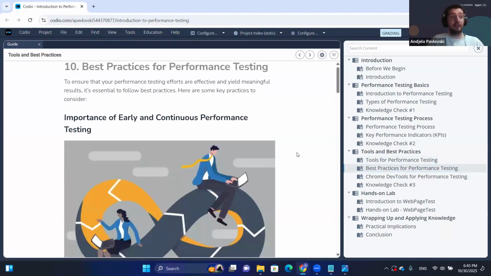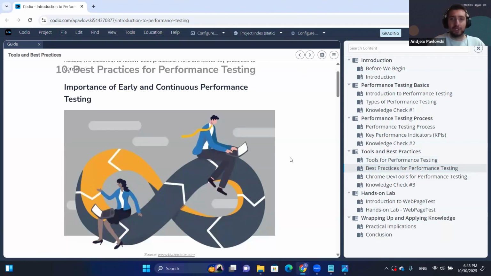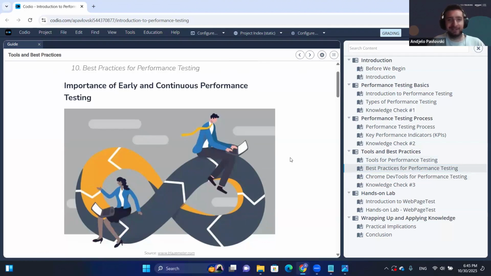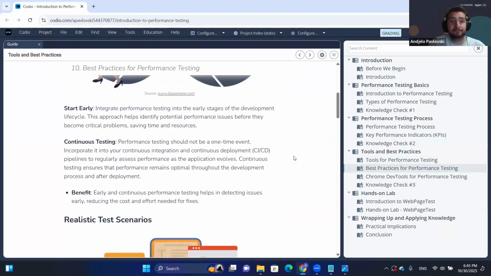Now, I think we covered a wide spread of information about performance testing, and the last bit related to that is what I want to add, the best practices. So remember that we were talking about shift left testing.